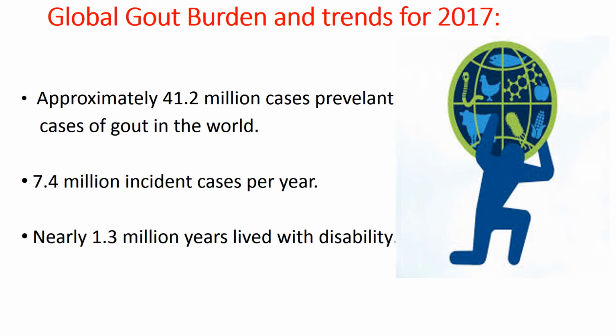Now about the global gout burden and trends. The burden of gout has been increasing globally. From the comprehensive analysis of the Global Burden of Disease Study 2017 on gout, burden estimates for 195 countries between 1990 and 2017 estimate approximately 41.2 million cases prevalent in the world right now. Amongst them, 7.4 million are new cases occurring per year, and nearly 1.3 million years lived with disability with this disease.